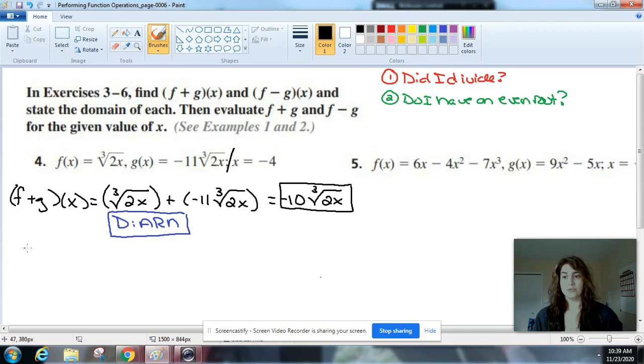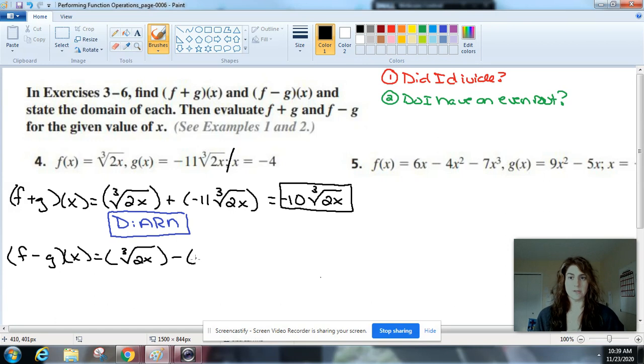So if I then subtract f minus g, same thing, I'm subtracting the same two functions from each other. Just be careful with your subtraction. Very common mistake is people forget to distribute that minus sign. I forgot mine here. There we go. They forget to distribute, which changes it to a positive 11. And now when I combine my like terms, I have 12 cube root of 2x.